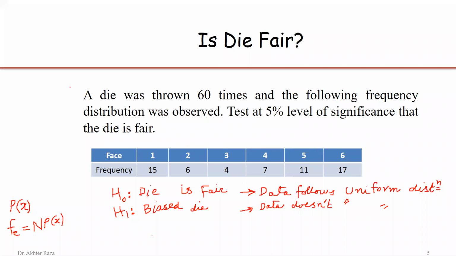We can say that H naught is rejected, and the null hypothesis is not true. So we have rejected this null hypothesis and accepted the alternate hypothesis, meaning that the data does not fulfill the uniform distribution. And another way of stating this hypothesis is that the die is biased.